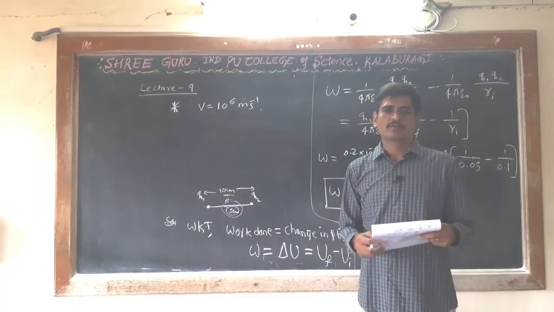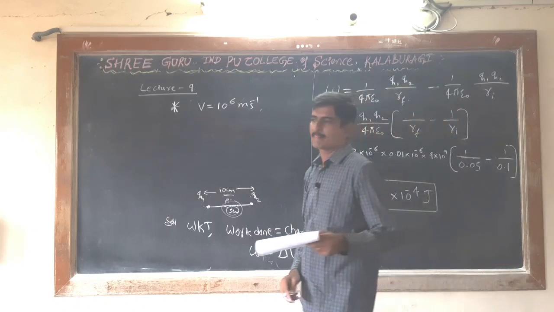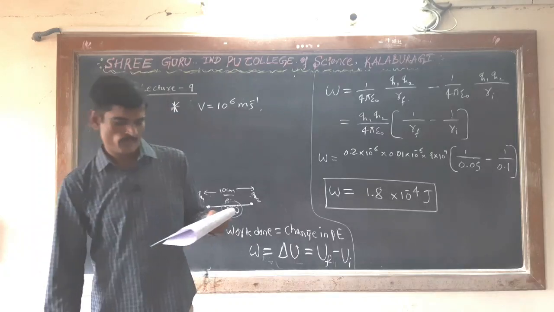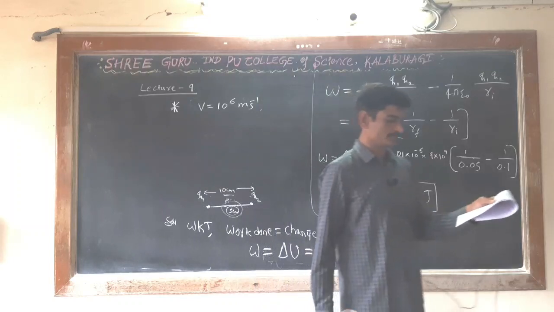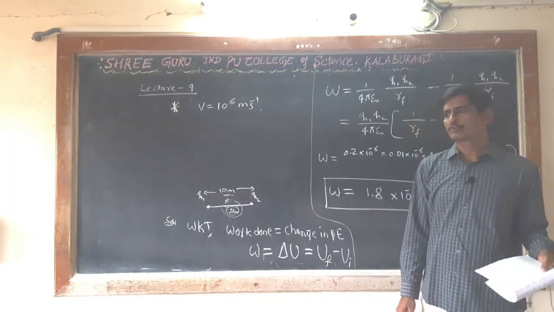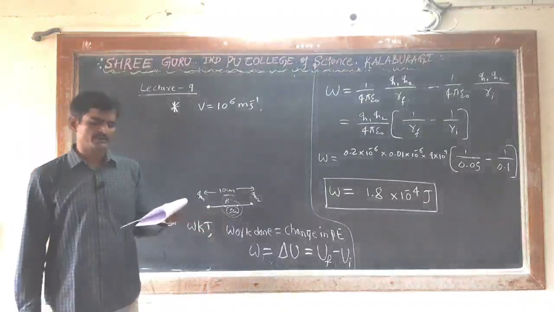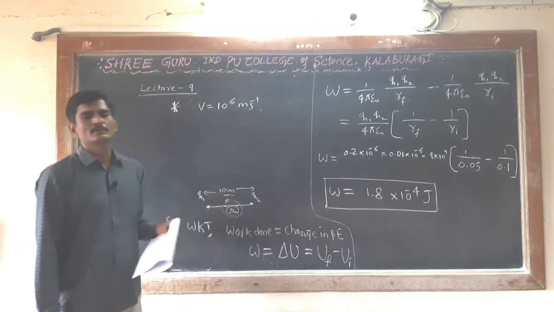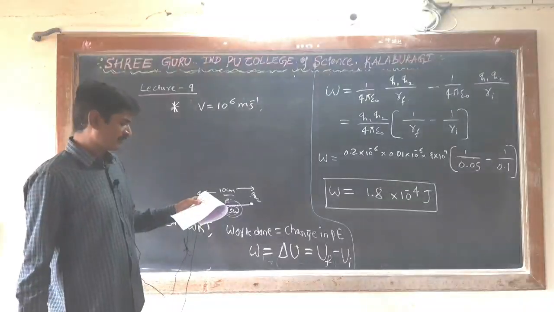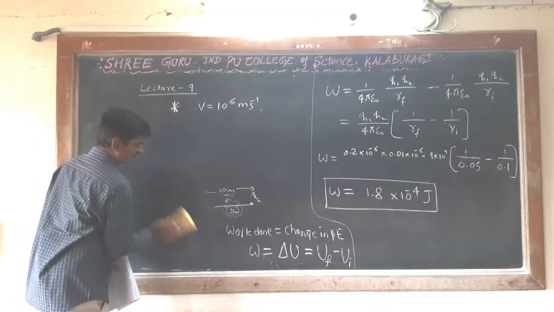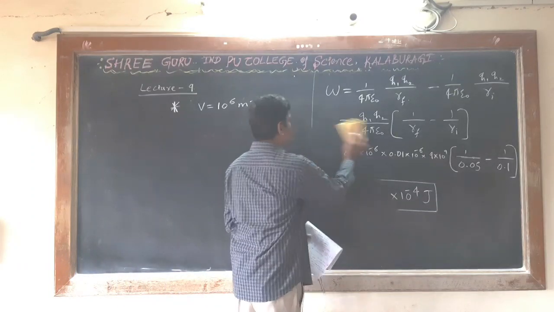What will be the closest distance of approach between them?